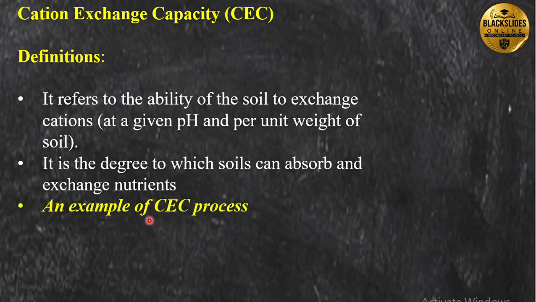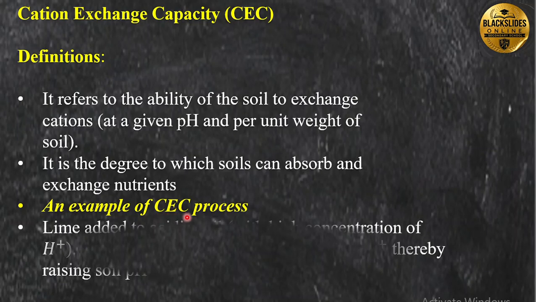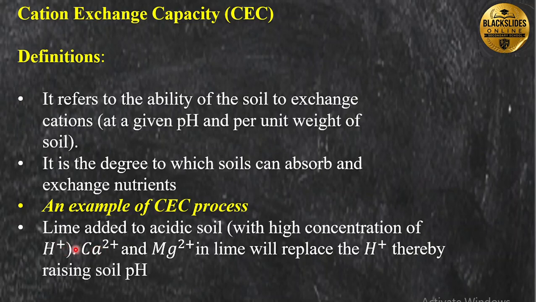An example of a cation exchange process can be viewed by considering a situation where you add lime to an acidic soil, the soil that has a high concentration of hydrogen ions. Calcium ions and magnesium ions in lime will replace the hydrogen ions, thereby raising the pH. That's an example of cation exchange process. Okay, just an example.